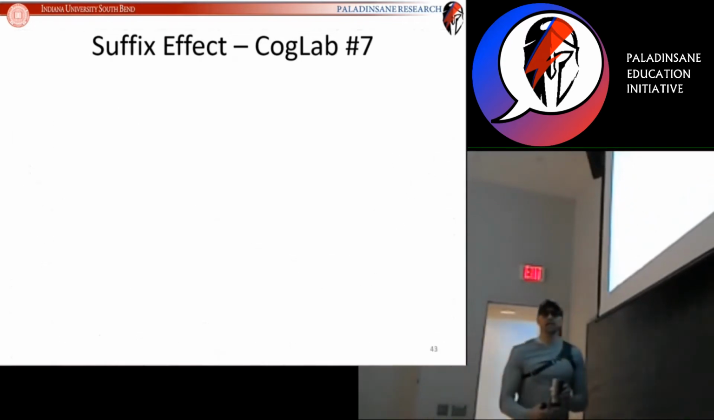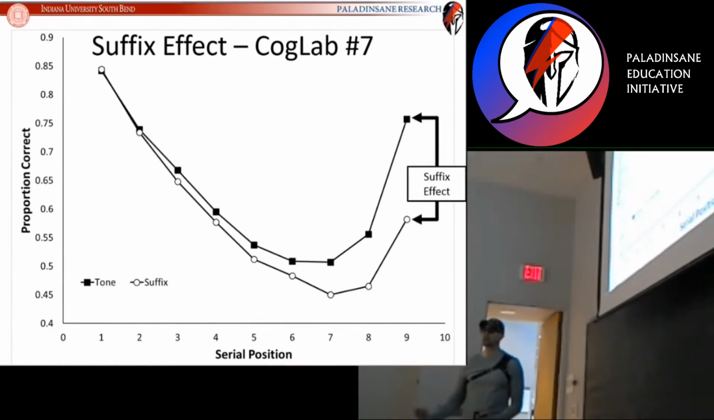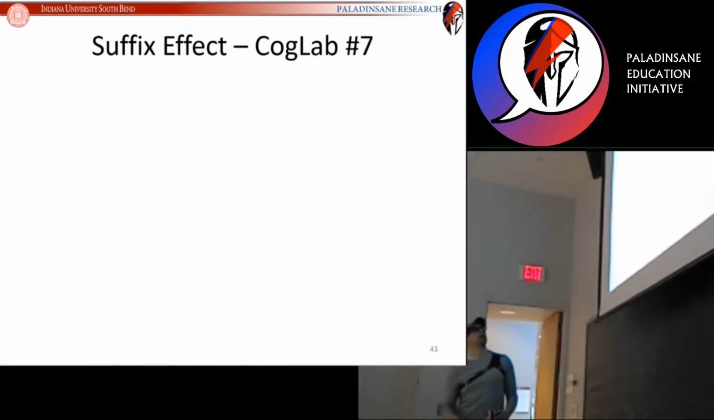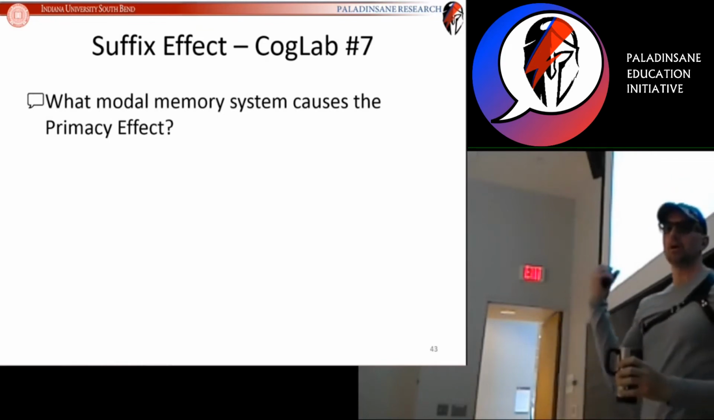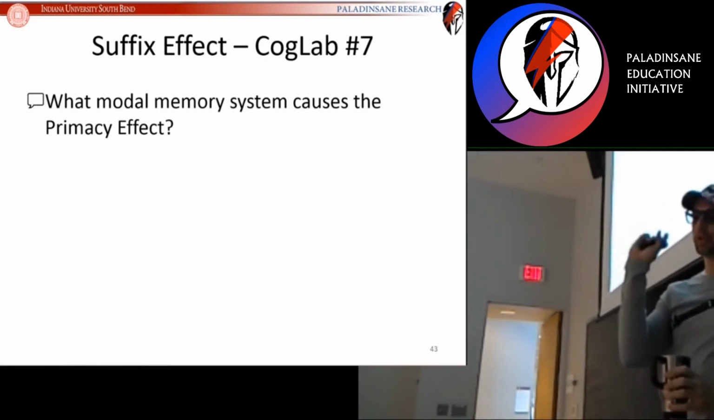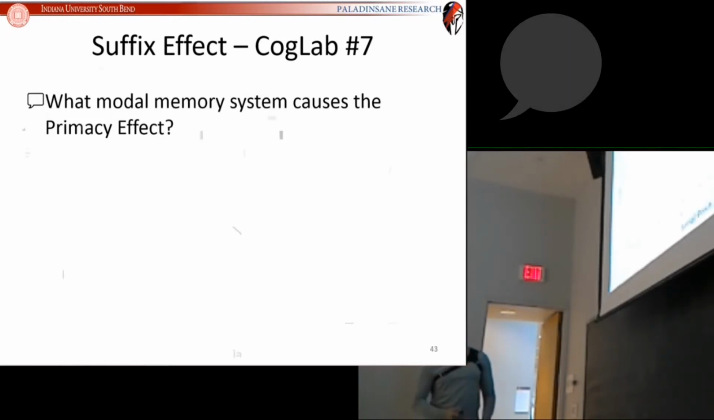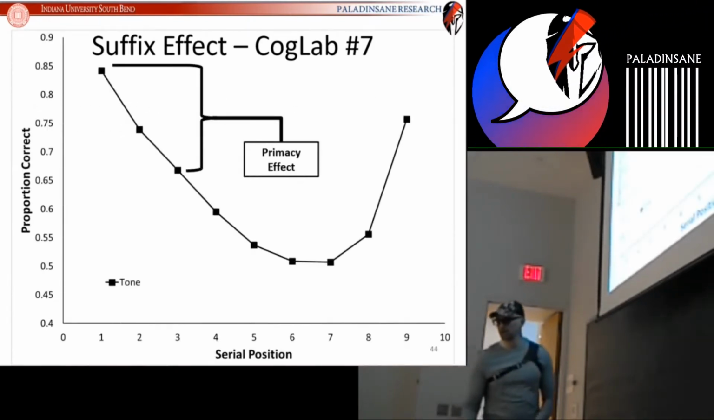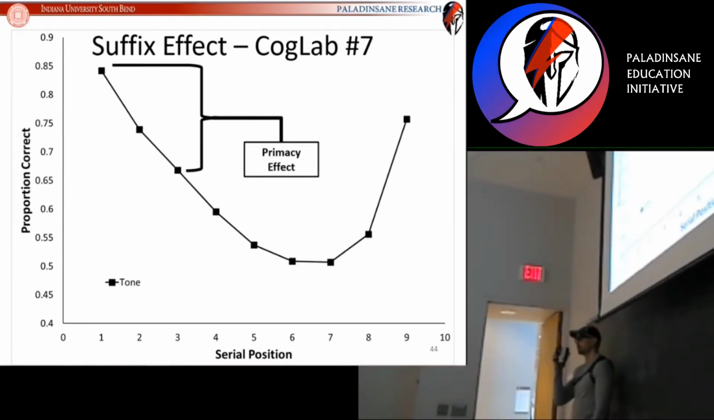All right, so that is an indication of the structure of your working memory. How does it work? What gets in? What doesn't get in? Now, what modal memory system is causing the primacy effect? Is it short-term memory, working memory, or long-term memory that allows you to remember those first three for a longer time than the other ones? So what do you think might be that modal memory?